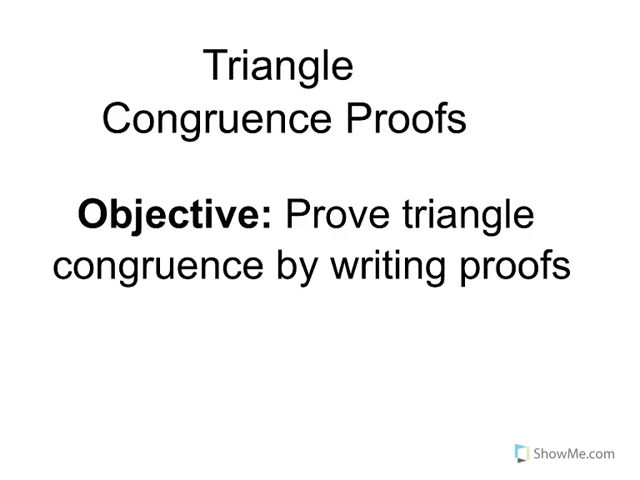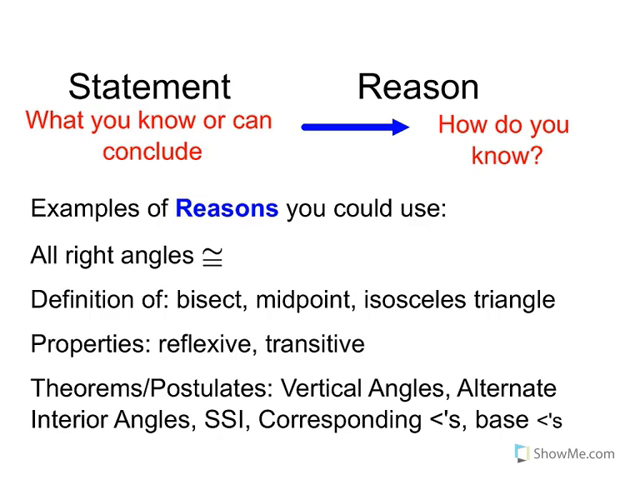We're going to review how to write triangle congruence proofs today. So we've done proofs before, and you have to have a statement and a reason. So your statement is what you know or can conclude, and your reason is why do you know that? How did you know that?